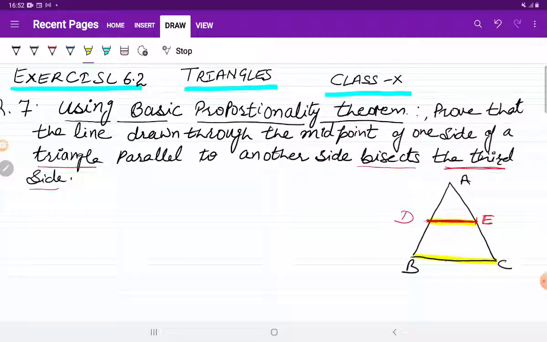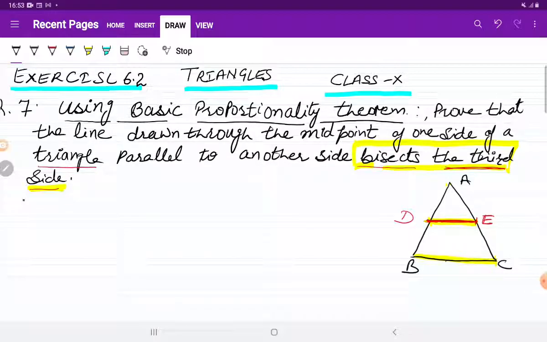So this line DE is parallel to the third side. This is given in the statement: line DE is the line drawn through the midpoint. D is a midpoint. This is also given. And the line drawn, that is DE, is parallel to side BC. These two things are given. Now come to the proof. Bisects the third side. Okay. You have to prove that it bisects the third side. So which one is the third side? AC.